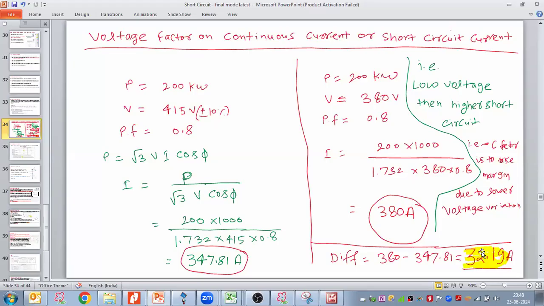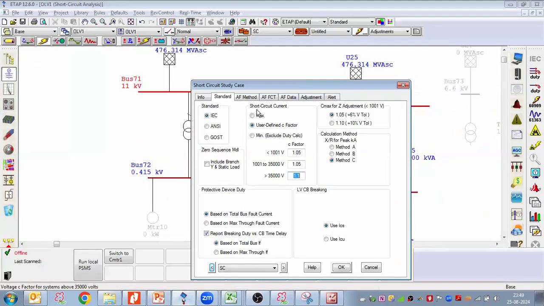So there is a 32 ampere difference in your normal current. The same difference would occur in short circuit current as well. Here, this 10% means I took a 1.1 margin. So in every calculation, I have to multiply by 1.1.